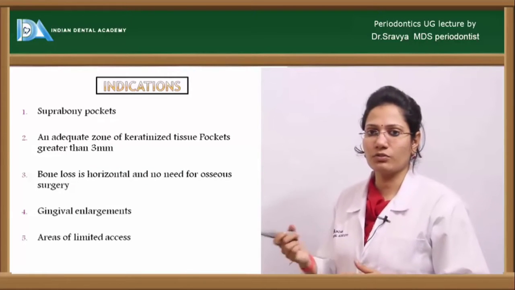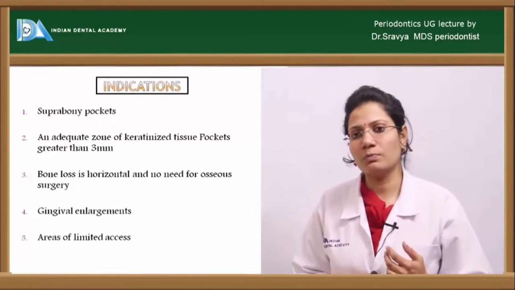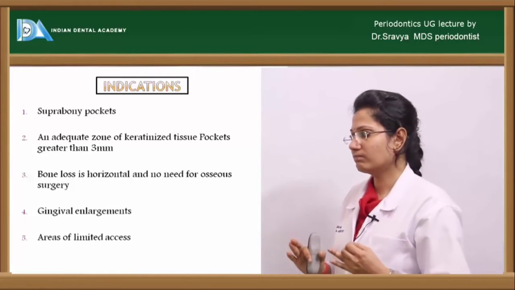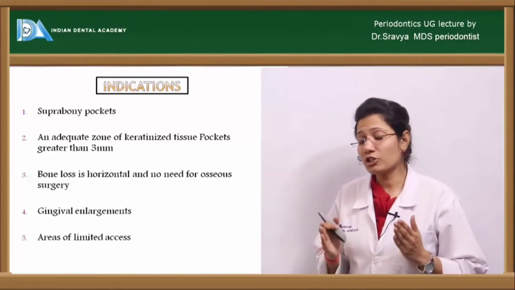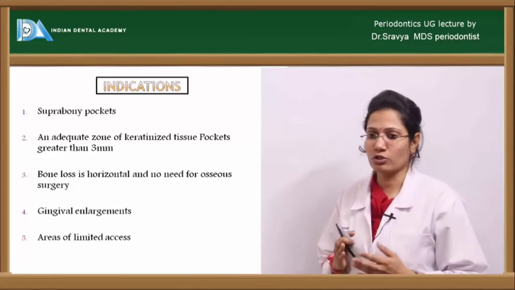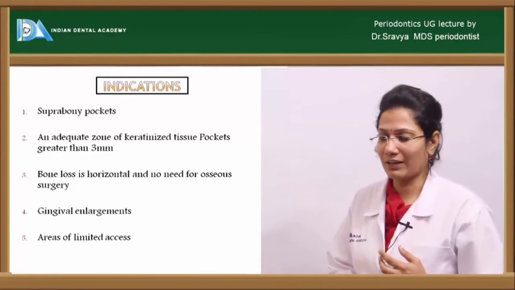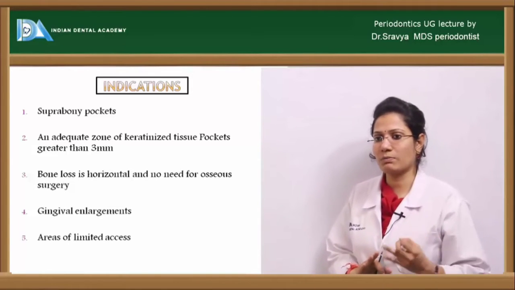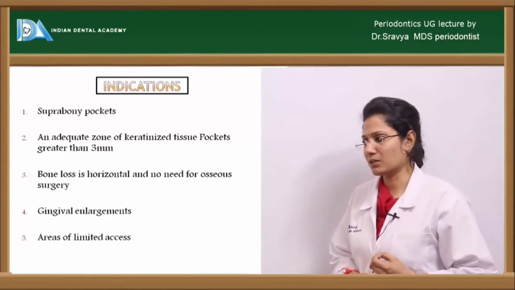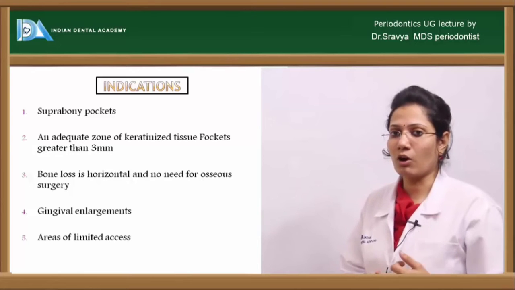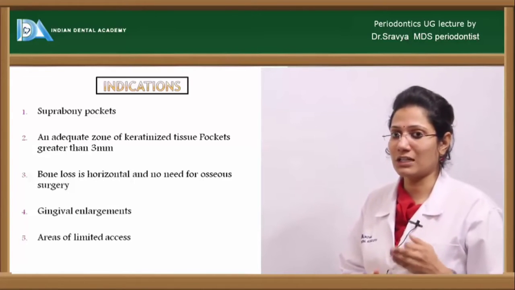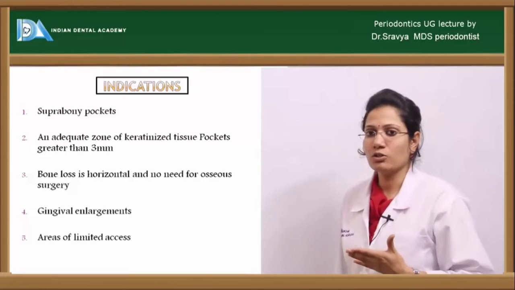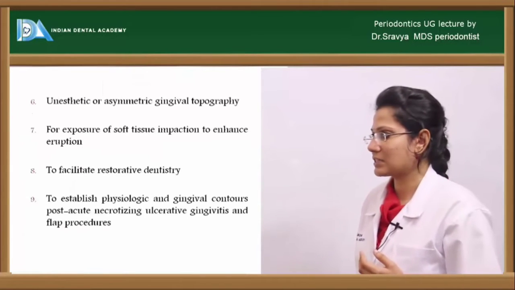What are the indications of gingivectomy? First thing, you should have suprabony pockets. The indications for your gingivectomy procedure include suprabony pockets, adequate width of attached gingiva, at least 3 millimeters of zone of keratinized gingiva should be present in order to perform any gingivectomy procedure. Your bone loss should be a horizontal pattern of bone loss and not any vertical pattern of bone loss. You should have a gingival enlargement, and then you should have areas of limited access.